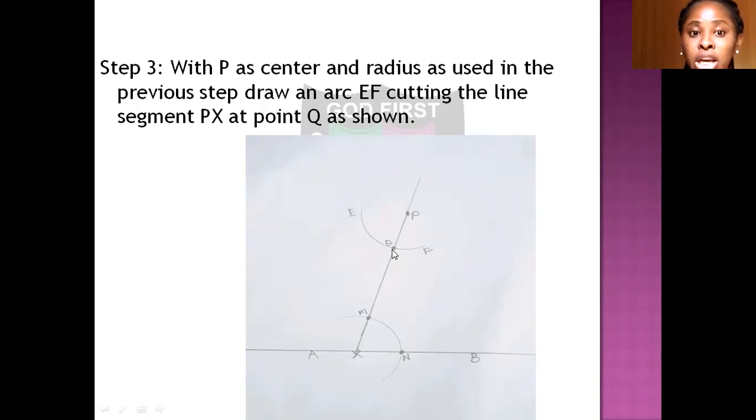That is step three. With P as center, place your compass on P, and with the same radius used in drawing the first arc, M and N, draw another arc, EF. At the point of intersection where the arc EF meets the line segment PX, name it Q.